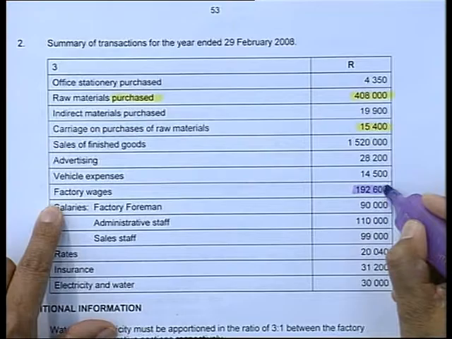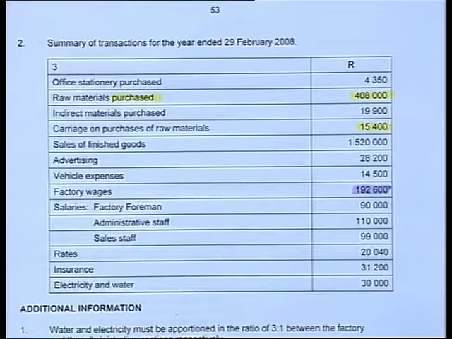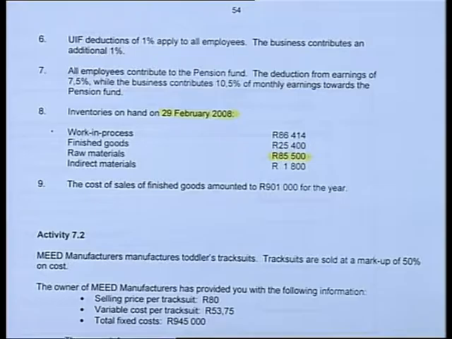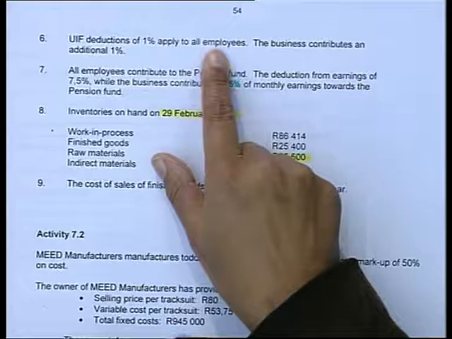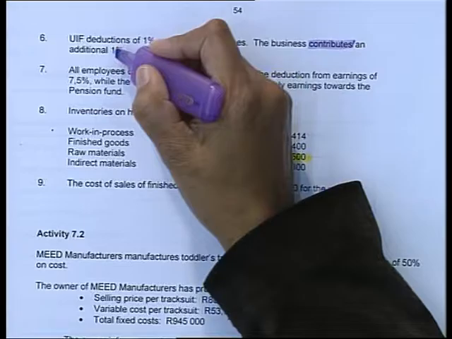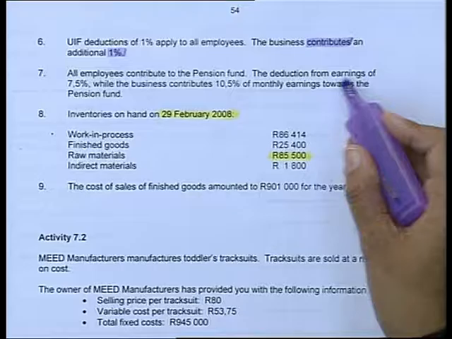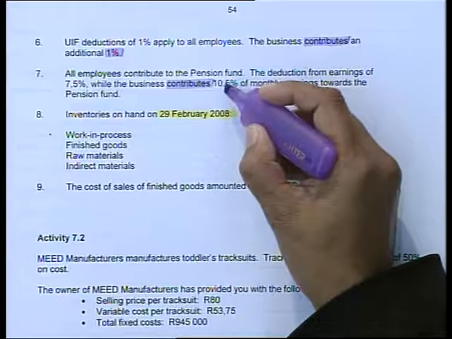So the 192,000 rand, I'm going to need. Okay, I'm going to put in factory wages. Now I'm going to see if there's any other related expense for factory. And I see I've got unemployment fund. On page 54, I've got unemployment fund, and I'm going to put in the contribution, 1%, and I'm also going to put in the pension fund. It says all employees contribute towards the pension fund. The deduction, I'm not going to put in the deduction. I want the contribution. The contribution is 10.5% of the monthly earning.